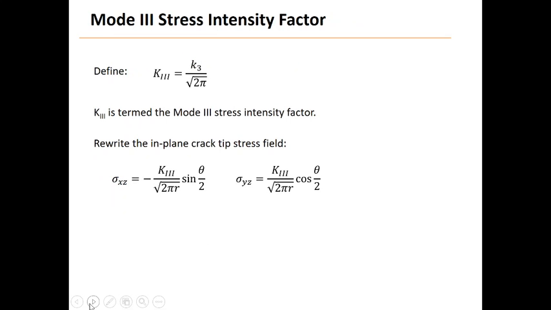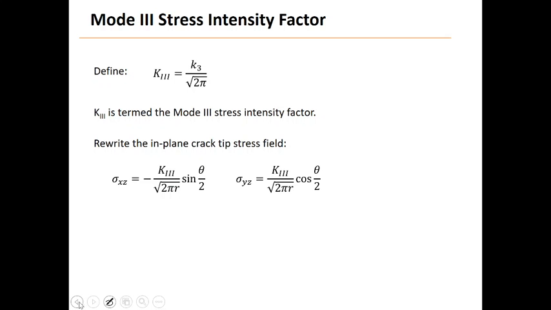And we define again, just like what we did for mode 1 and mode 2, a K subscript 3 that is related to small k3 here. That is the mode 3 stress intensity factor. Okay, so in total you have 3 different stress intensity factors, right? Mode 1, mode 2, and mode 3. And you can now rewrite the stresses that involve K3, the mode 3 loading, right?